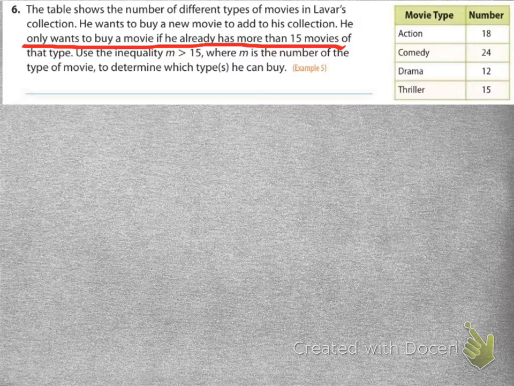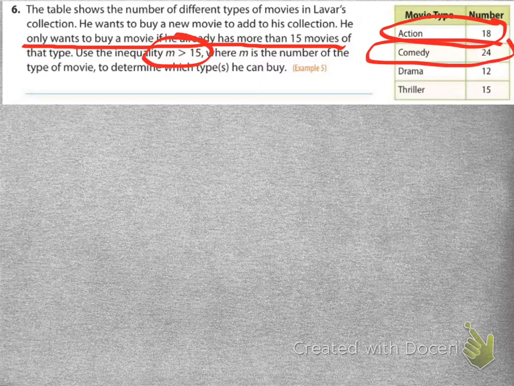So which ones does he already have more than 15? So m is greater than 15. Well, what numbers are greater than 15? We've got action, which has 18, that's bigger than 15. Comedy, which is 24, is bigger than 15. 12 is not bigger than 15, and 15 is not bigger than 15.